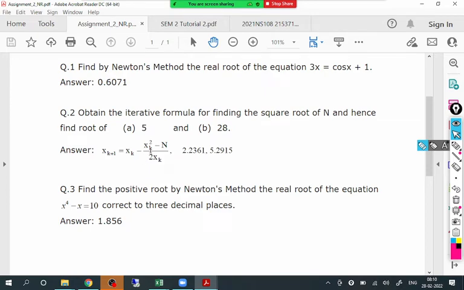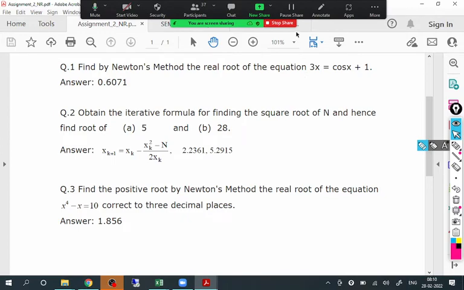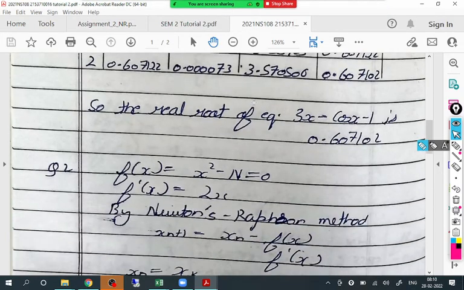Already we have done this question in the class also. But this is one of the important types of questions. This type of question is repeated a number of times in the exam. Remember, this question 2 type is very important. So we'll see the answers here. Let me see how Chirag completed it.